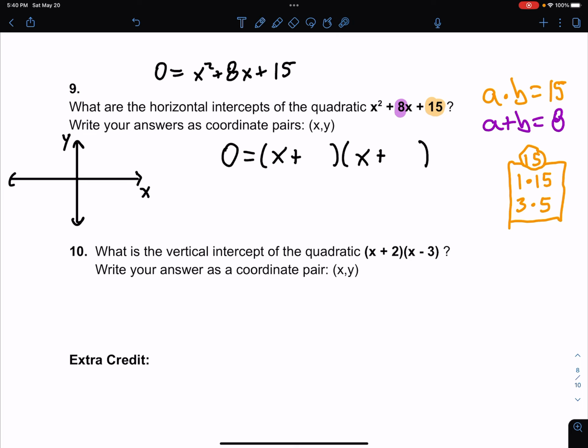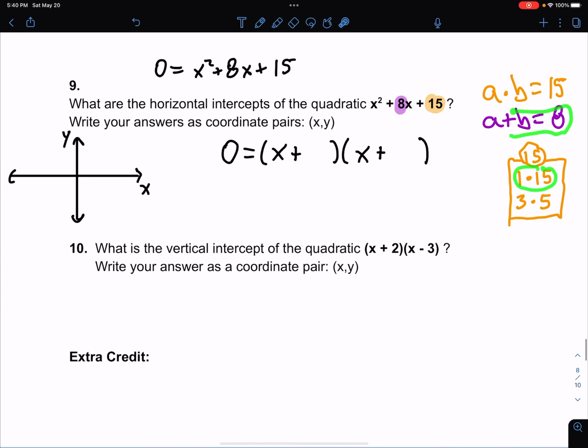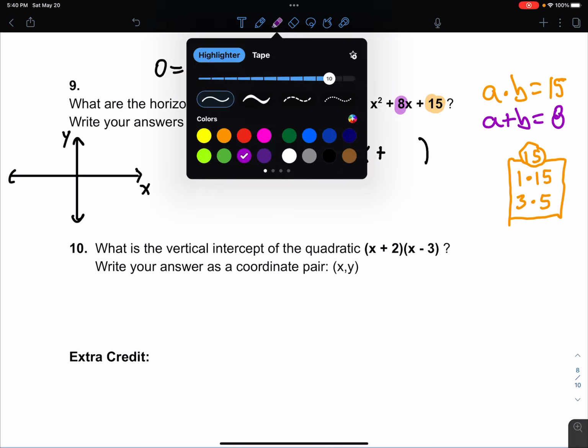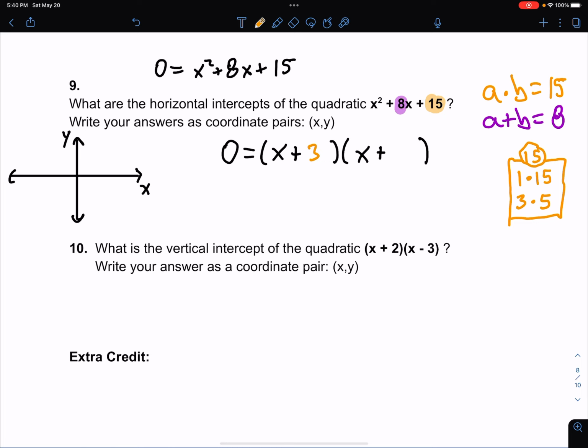Now, 1 times 15, or 1 plus 15 is not 8, so it does not satisfy this part here. 1 times 15 is 15, but it doesn't add up to 8. 3 times 5 is 15, and guess what happens when you add those two together? You get 8 right there. So maybe we highlight these in purple. These are the ones we want. No, never mind, you can't see it in purple. Let's not do that. We got the numbers. It's plus 3 and plus 5. And I promise you, if you multiply this together, you're going to get x squared plus 8x plus 15.